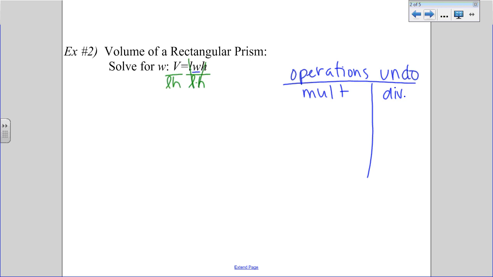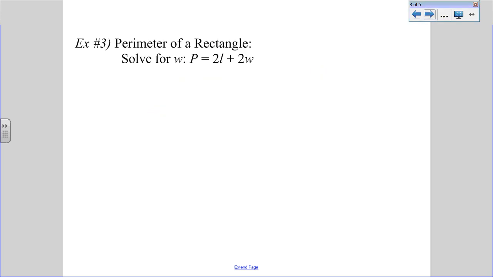And so we have just W now on this side. On our left-hand side, we have volume divided by length times height. But once again, the only operation is multiplication, so the only thing we undo is division. One last one of our formulas, and then we're going to get into the solving for y. It's the perimeter of a rectangle that we're going to solve for w. So our perimeter is 2L plus 2W, and we're solving for w.